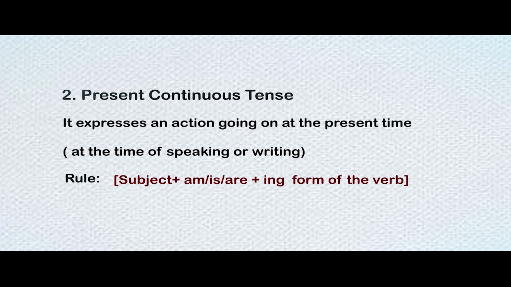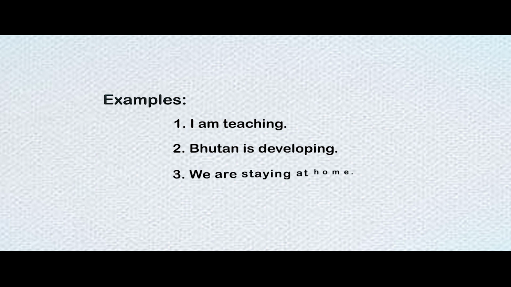Now let us look at some examples again. "I am teaching." I is the subject, am is the verb, and we have the ing form of the verb, teaching. "Bhutan is developing." Bhutan is the subject, plus is, plus the ing form of the verb, developing. "We are staying at home." The subject we, plus are, plus again the ing form of the verb, staying.